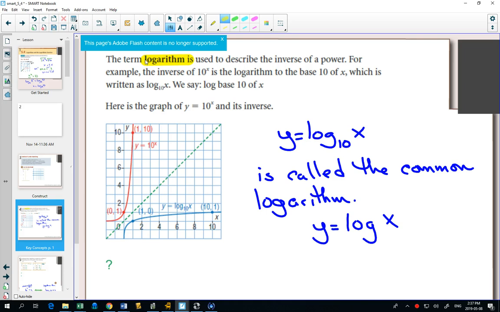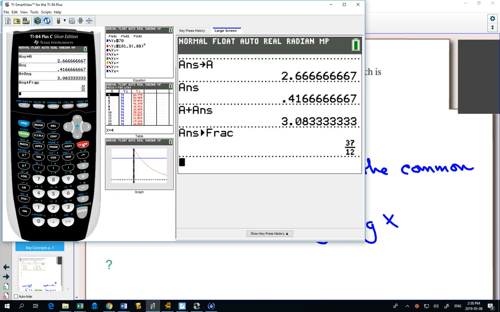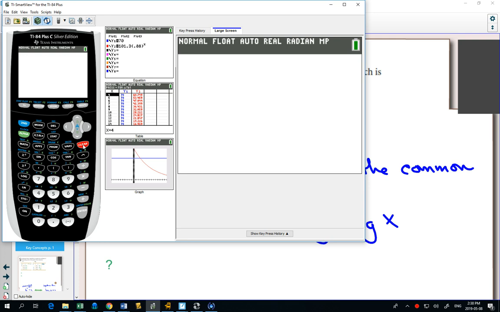Now, log base 10 of x is called the common log. And the common log, because it's written so often, doesn't have a number there. So if you see no number, if you just see log x, it means base 10. If you go to your calculator and find the log button right here where it says log, that will be just base 10.